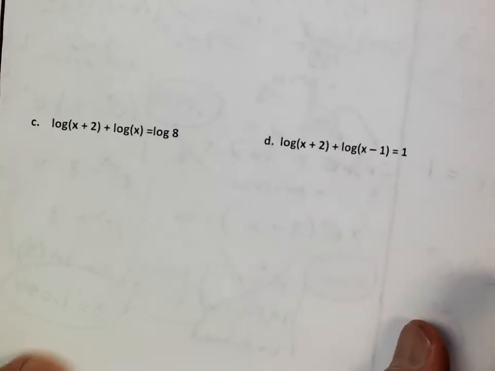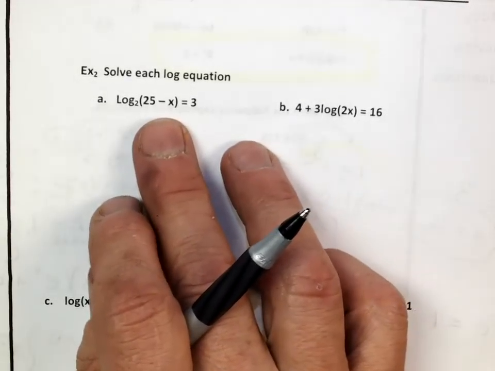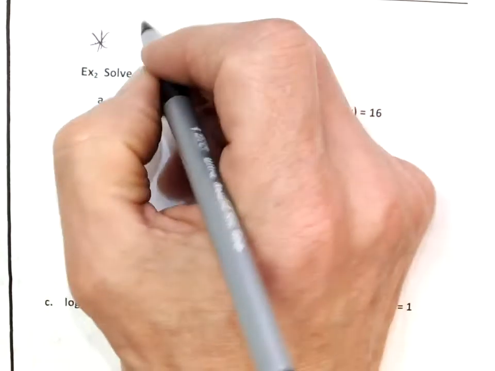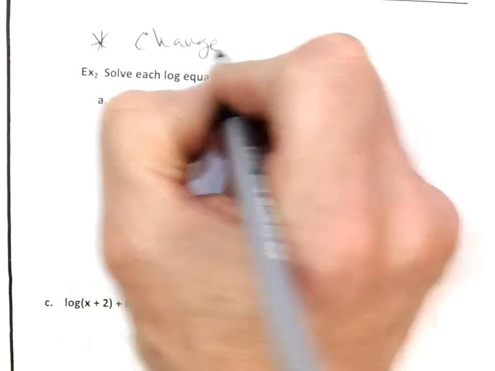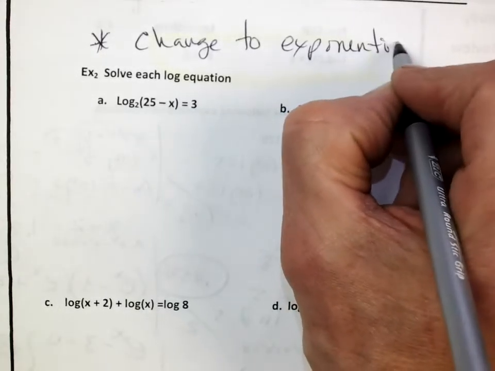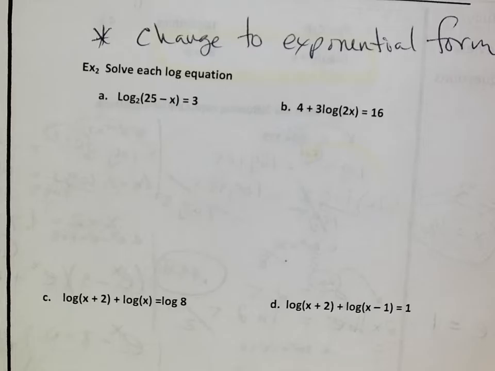Now these are log equations, all right? The trick to doing log equations is to try and make them into exponential form. So up on the board again, we're going to eventually shift from log form to exponential form, okay?